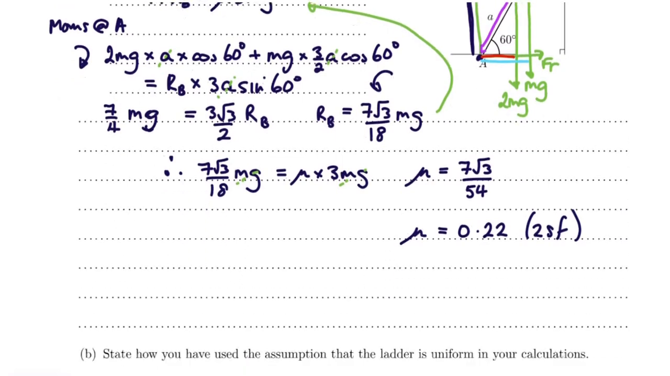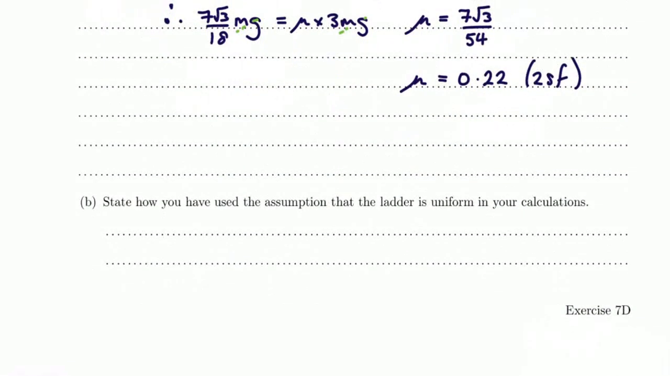Now the last part of this is state how you've used the assumption that the ladder is uniform. So the weight of the ladder acts at the midpoint. Remember, if it was a non-uniform rod, then it wouldn't act at the midpoint. And that's the end of the third video.